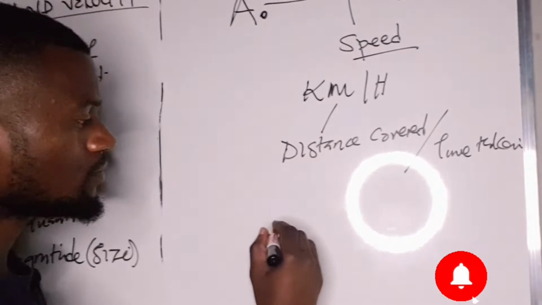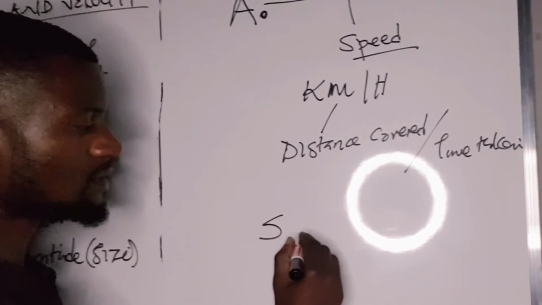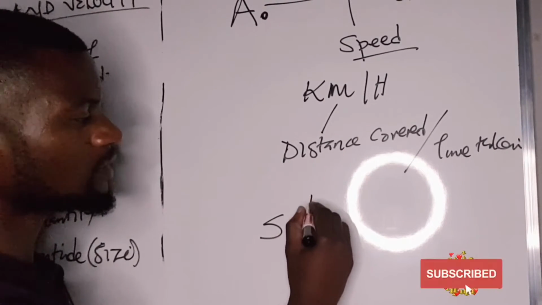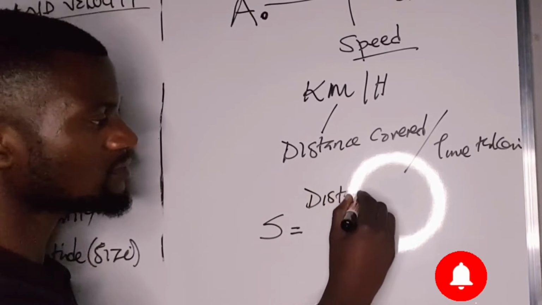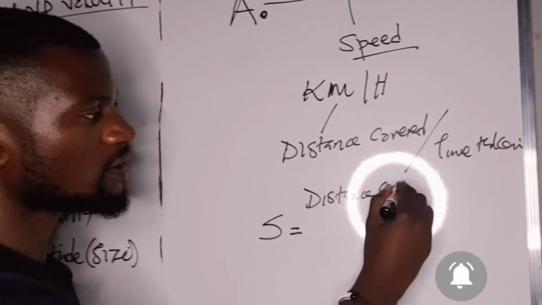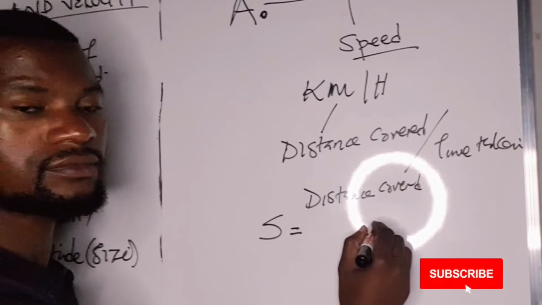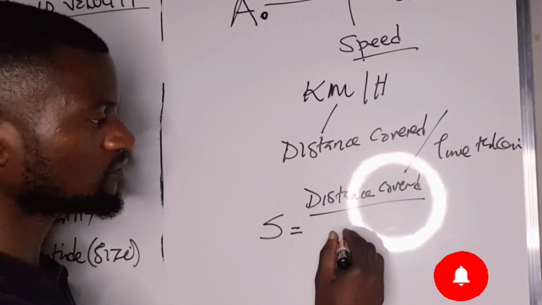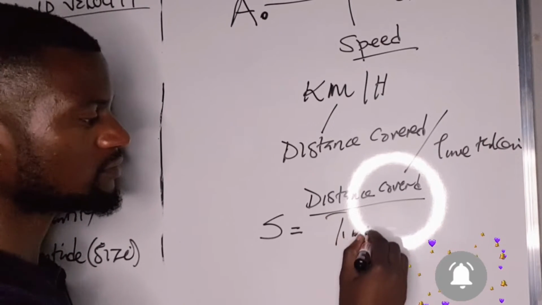So therefore, speed is equal to distance covered or traveled divided by time taken.